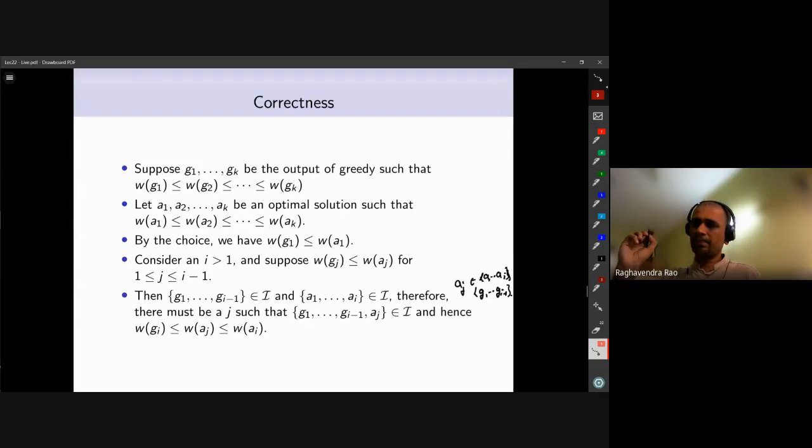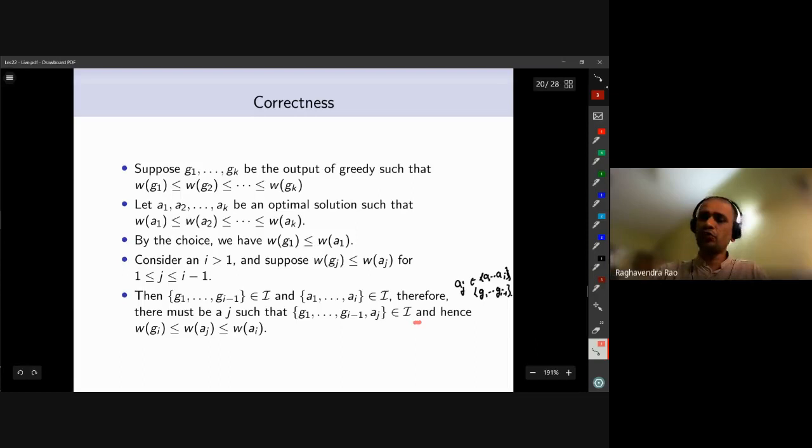Did I make sense? See, by the exchange property, we have an element. It could be Ai or some Aj. Okay, let's assume some j, so that if I add Aj to G1 to Gi minus 1, it's going to be independent.